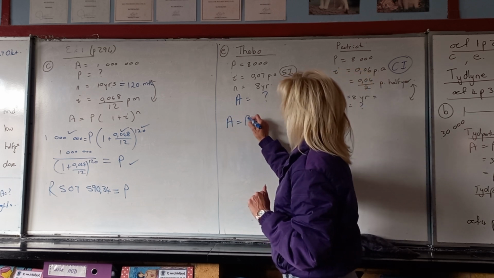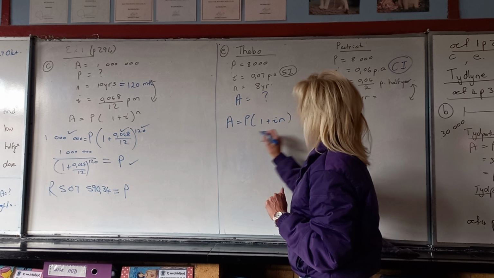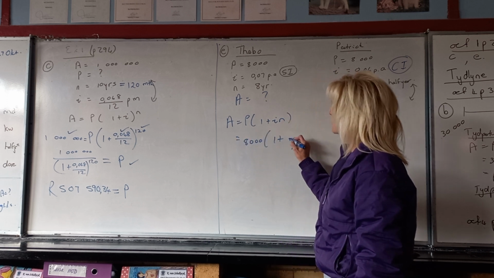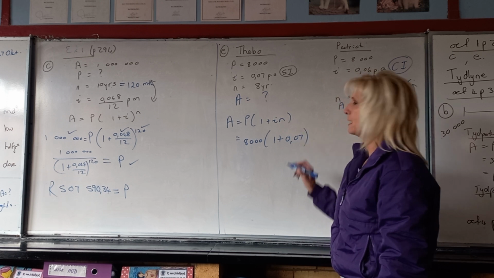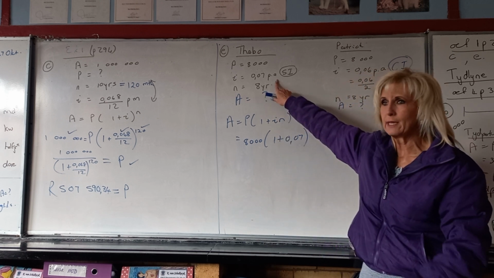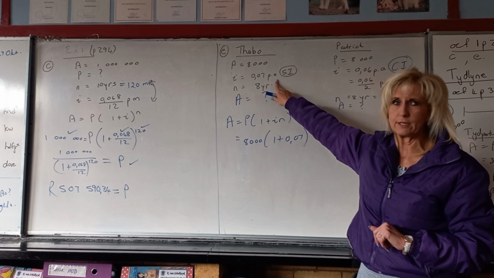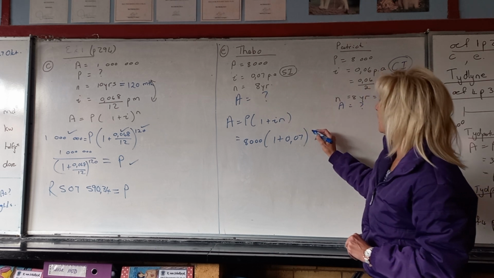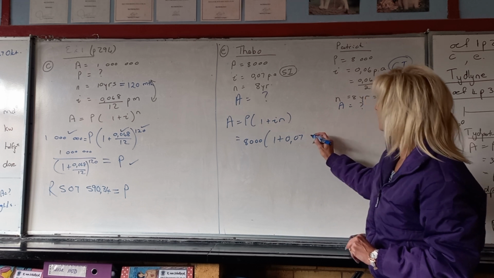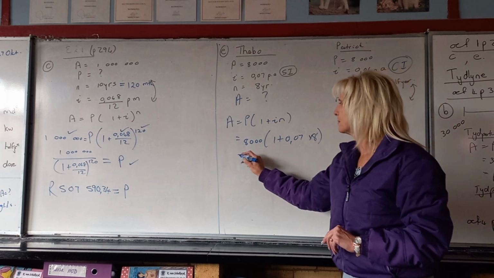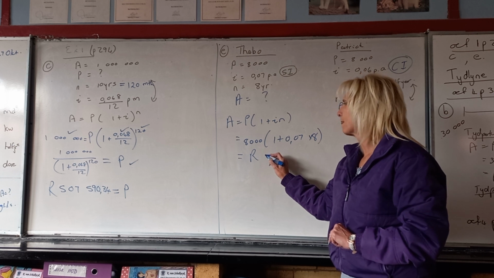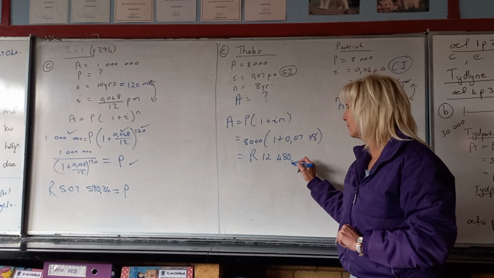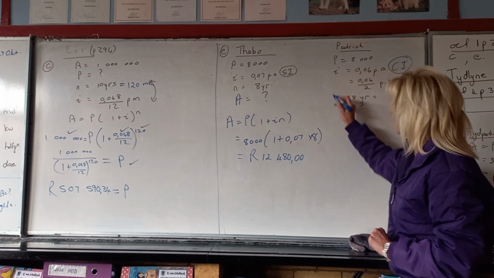So simple interest, substitute in the 8,000 rand, 1 plus 0.07. Nothing about monthly, quarterly ever in simple interest, because that is compounded interest. Okay, and sorry, and the n was 8. Answer please. 12,000. 12,1,2,4,8,0 on the dot. Okay, this one.